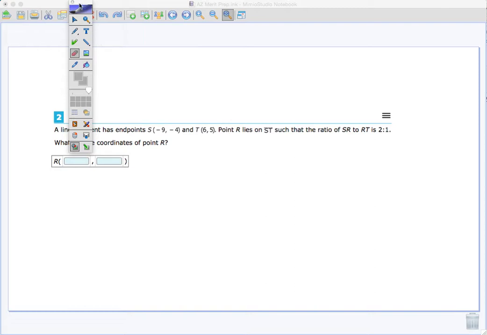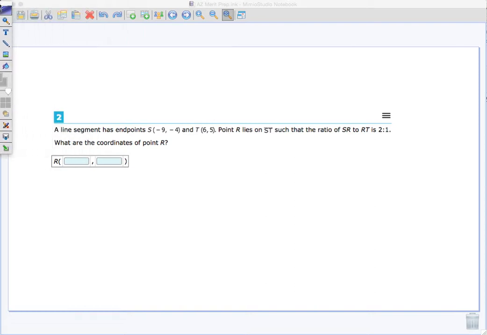This lesson is on how to utilize some of the tools that are within the AZ Merit testing system to help you either verify or find your answers. So I'm going to do a few sample problems. I'm going to start with problem 2.